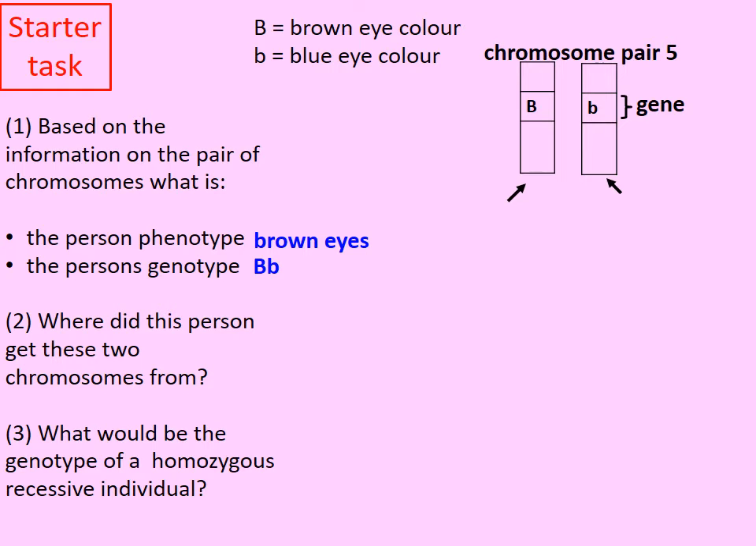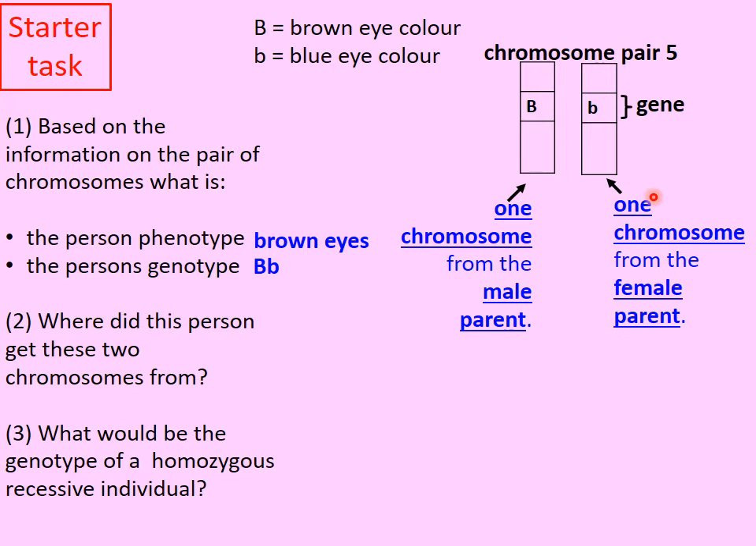The second part of the starter just says, where did the person get these two chromosomes from? So at the top, both the chromosomes that they have, this one and this one, where did they get those from? Hopefully you're able to say they get one from either one of their parents. So they get this one from the male parent and that one from the female parent.